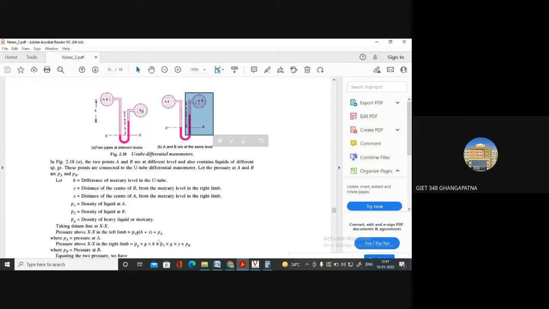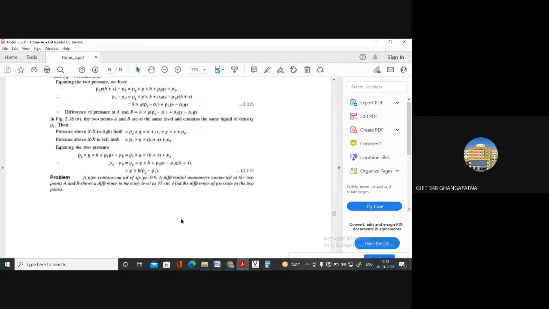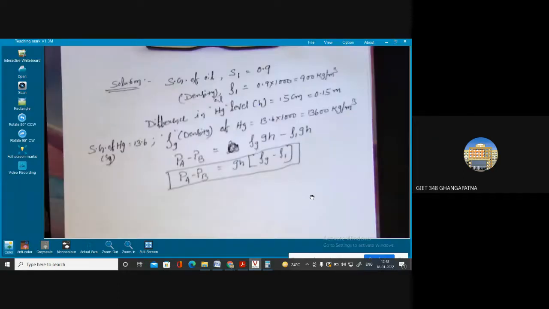Here rho 1, rho 2 is there, sir. Why have you taken only rho 1? Because in the question, only one particular oil is flowing in both the pipes. Got it? That is the reason the formula has changed. If they are both at the same level, this is the formula: PA minus PB is equal to G H, rho G minus rho 1. Did you get this formula, all of you?